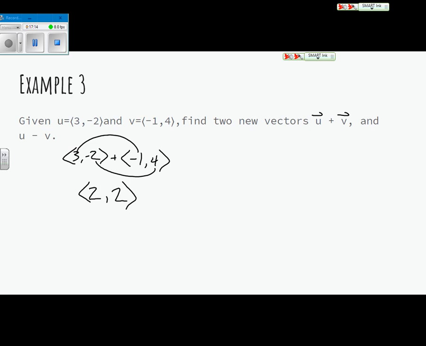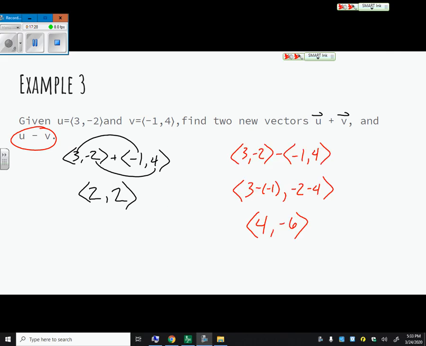I want you to do u minus v real quick, and then I'll work it out as well, and then you can come back and we'll see if our answers match. Pause on the video. I get the vector for negative 6 on that. Definitely be looking for those on the quiz. Those will be on there somewhere.